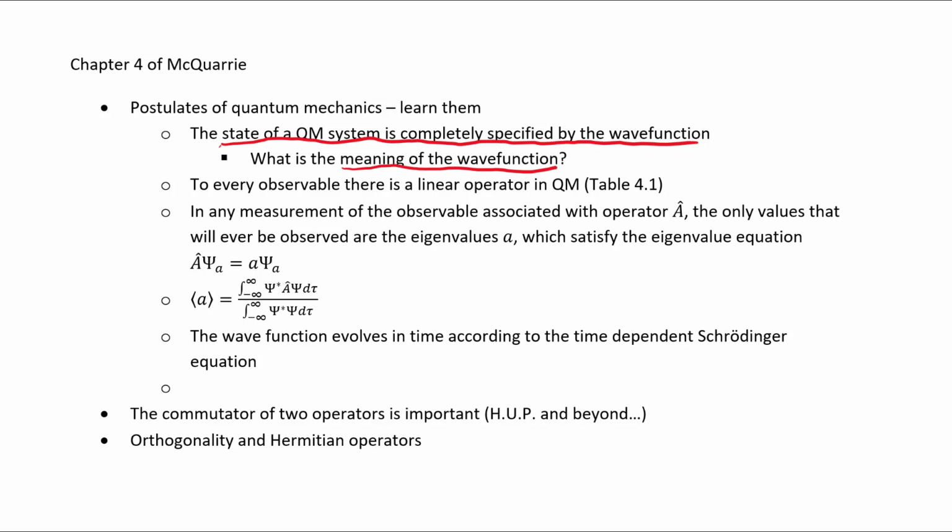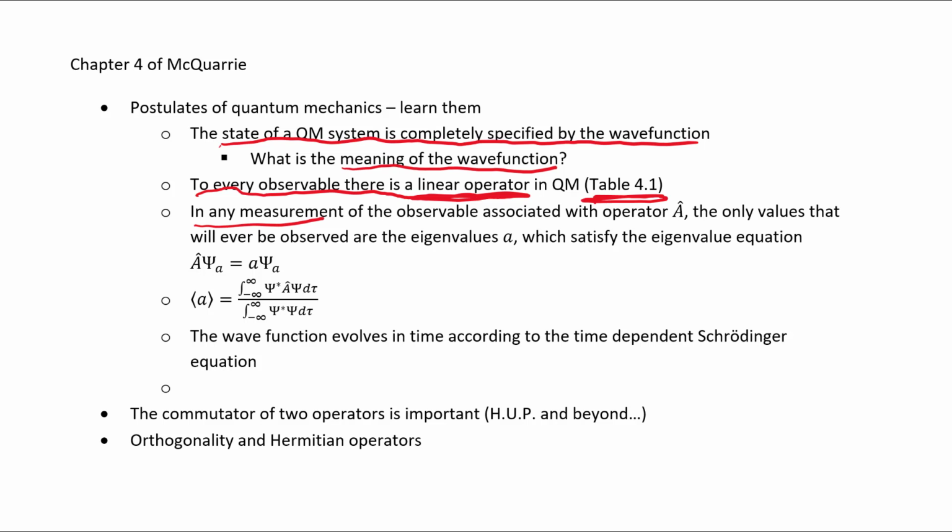The second postulate that we care about is that to every observable there is a linear operator. So it is a linear operator, and we're going to find out it's also a Hermitian operator. We can look up these operators in table 4.1 of McQuarrie. These would typically be provided on any exam, and of course in this case you'll have your equation sheet in front of you for the comprehensive final.